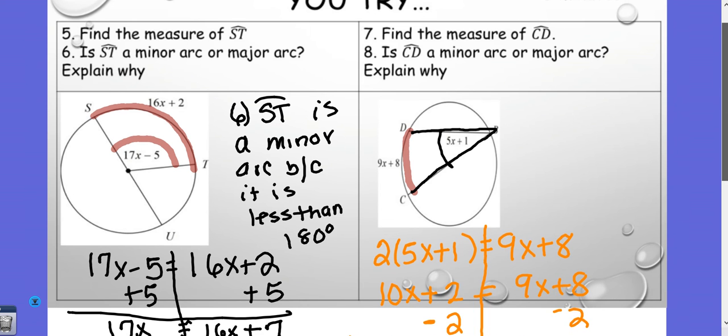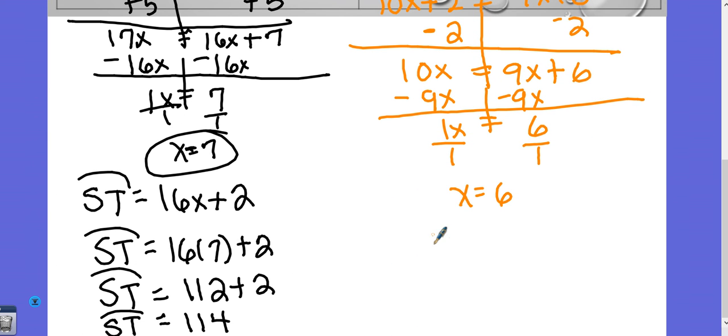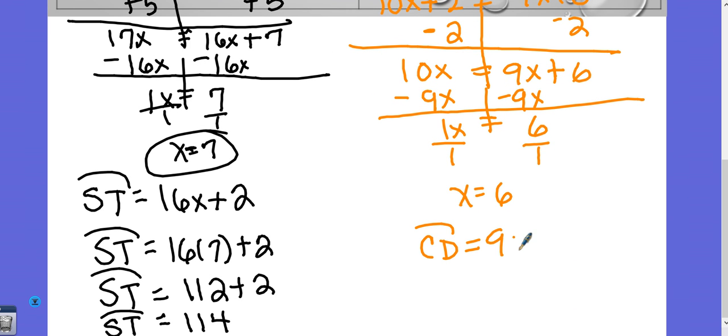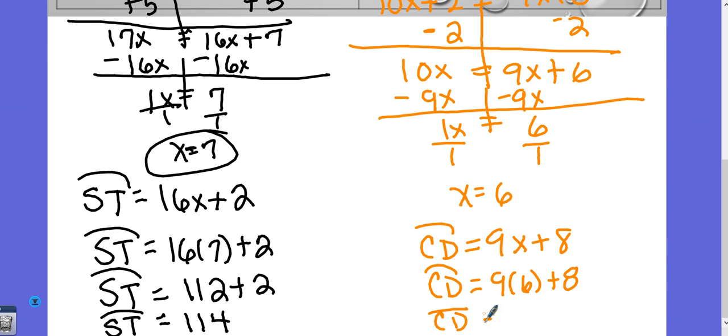But is that what the question asks us for? No, so we have to be careful. We want to find CD. So arc CD equals 9x plus 8. And so here you have to substitute in 9 times 6 plus 8. So arc CD is 54 plus 8, which is going to be 62. 54 plus 8, yep, that's 62.